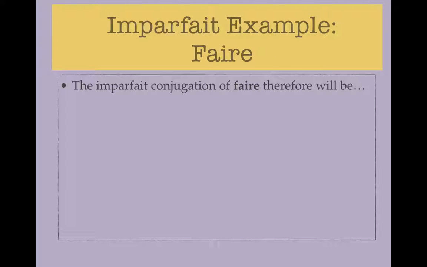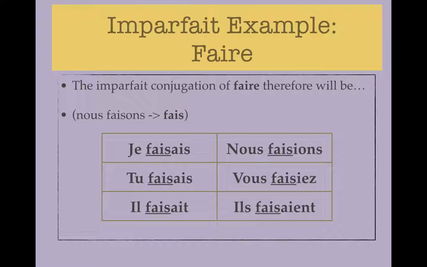So for example, if I was going to conjugate faire in the imparfait, I find my stem, nous faisons, I drop my ONS to get FAIS for my stem, and then I add my ending. Je faisais, tu faisais, il faisait, nous faisions, vous faisiez, ils faisaient.